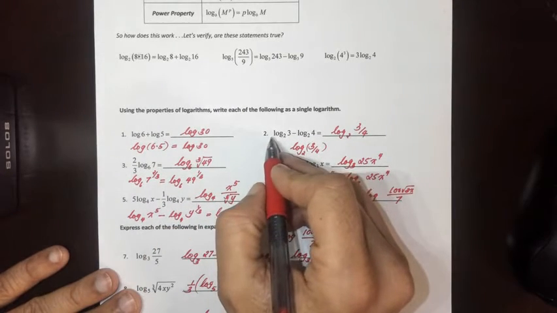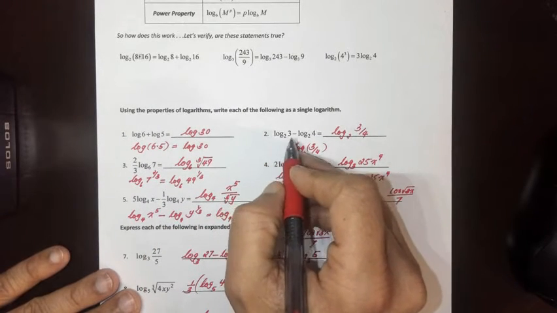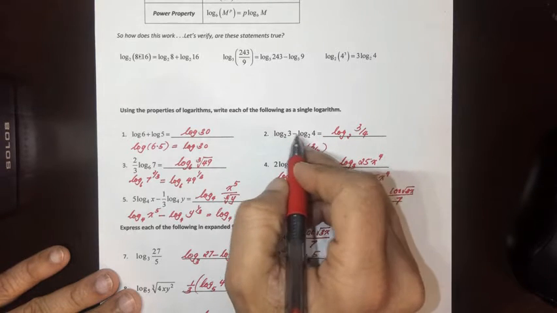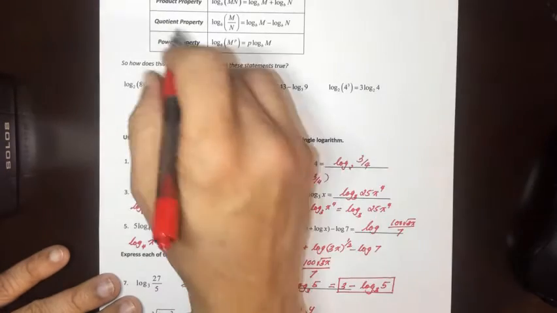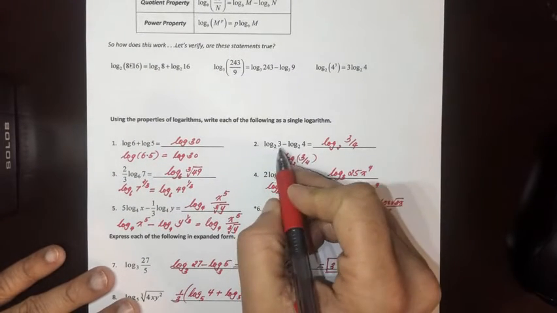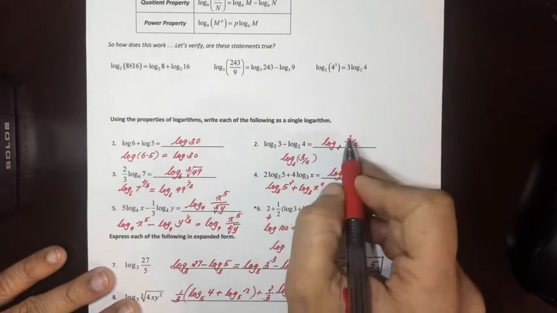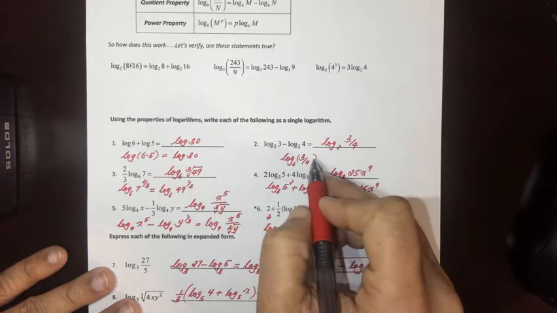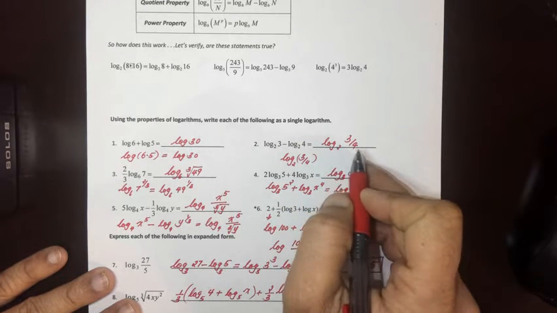Number 2, log 3 to the base of 2 minus log 4 to the base of 2. Since both the bases are the same, we can apply the second rule, which is the quotient property, the reverse of the quotient property. Since it is a subtraction, you need to divide them. 3 and 4 are divided to the base of 2. So the answer is log 3 over 4 to the base of 2.